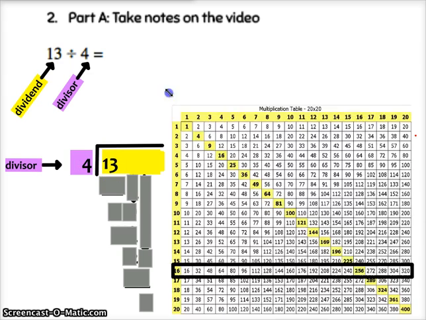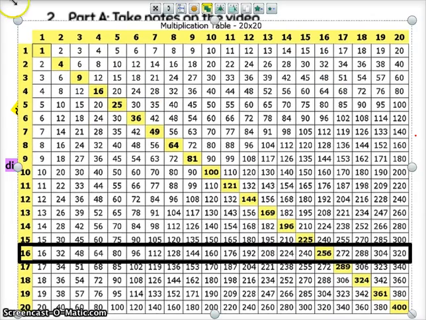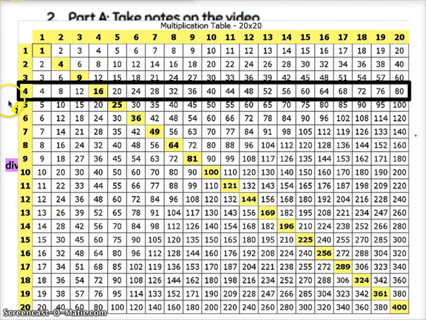And the answer is yes, it does go in, but not evenly. If I look at the multiples of 4, I can see here's 4 times 1, times 2, times 3, and times 4. So 13 is not a multiple of 4, but if we find the closest multiple that's less than 13, that would be 12. So 4 goes into 13 3 times, but there will be a remainder.